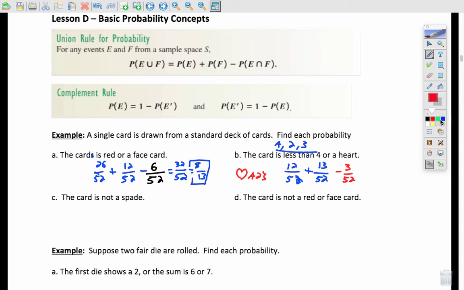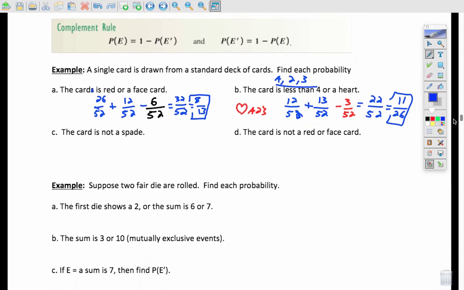Okay, and then when I subtract that out, I'm going to end up having, well, let's see, 12 and 13 is 25, and then take away 3, that's 22 out of 52. And I can only reduce that down by a common factor of 2. So I'm thinking 11 out of 26 is that particular probability right there. Okay, so not so bad to do. All right, so again, you just got to watch out for the double counting here.